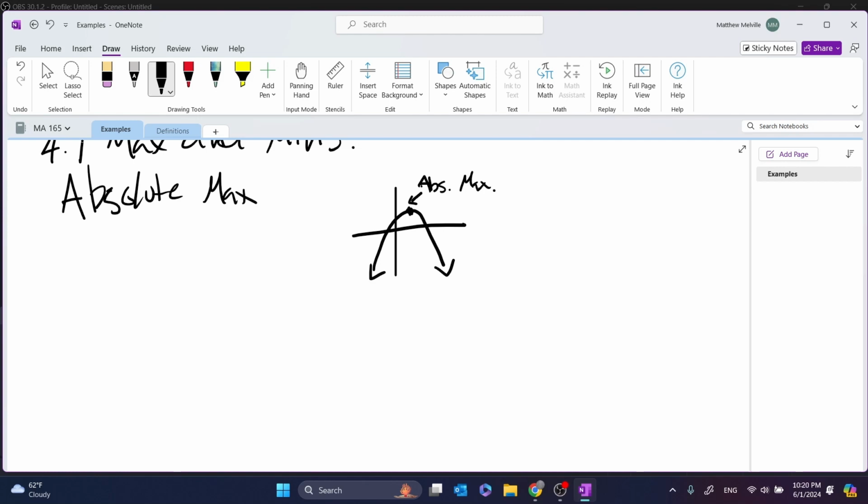We also have absolute minimums. I'm going to draw that right next to it. I'll get better with this, I promise. It looks something like this, right here. That's my absolute minimum because there's no other value that's going to be less than that. So we call that our absolute minimum.